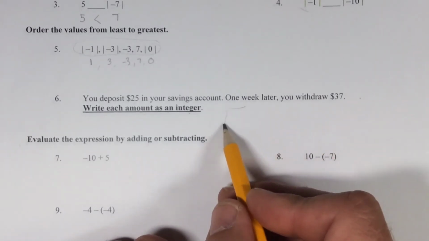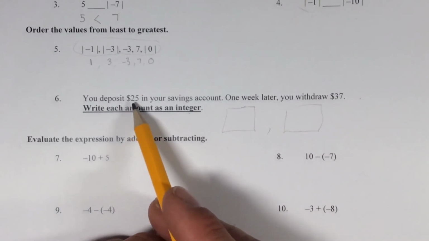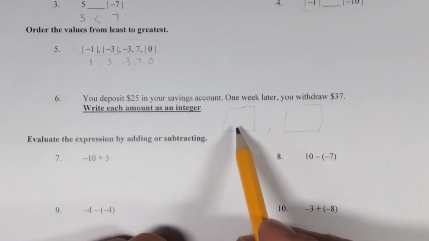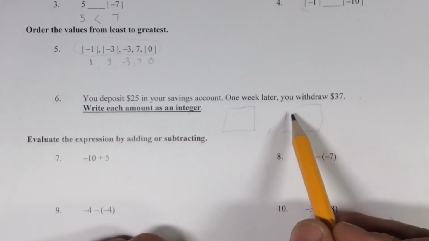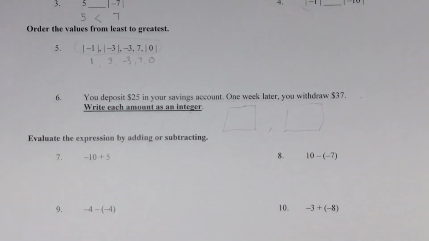So you're just going to write down two integers. The first one will either be positive or negative 25, and the second one will either be positive or negative 37, and then that's it. Don't do anything else for that problem, or you're going to get it wrong, because that's all you're supposed to do.